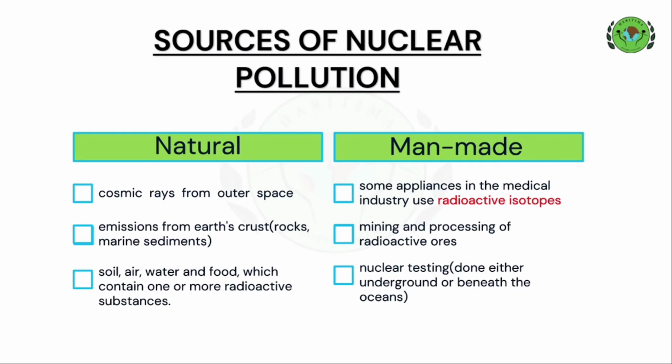Understanding the sources of nuclear pollution. They can be natural or man-made. Natural sources of nuclear pollution are cosmic rays from outer space, and emissions from Earth's crust, soil, air, water and food, which contain one or more radioactive substances.